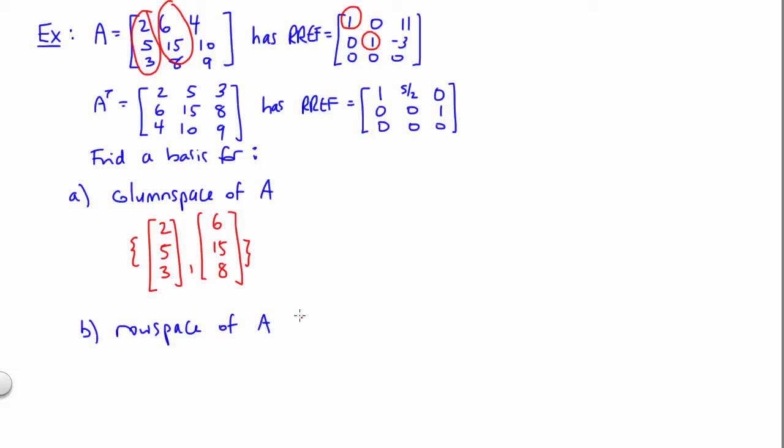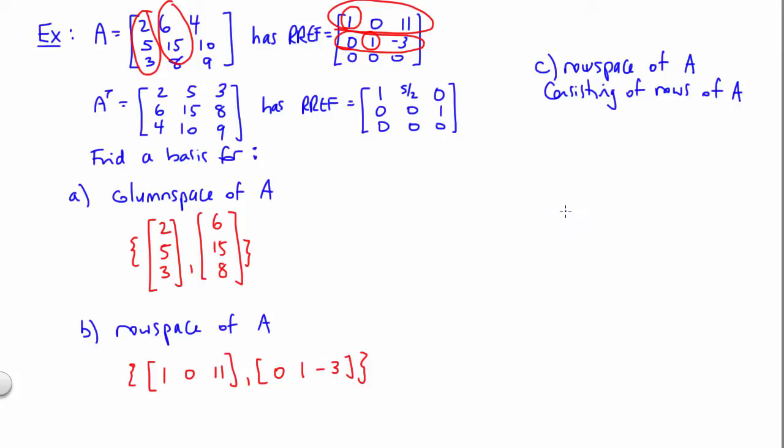Part B, we're going to find a basis for the row space of A. Well, this time we're going to refer back to the RREF, and the rule is to use the non-zero rows of the RREF. So that would be the top two rows here. Those will form our basis. So vector 1, 0, 11, and vector 0, 1, negative 3 form our basis there.